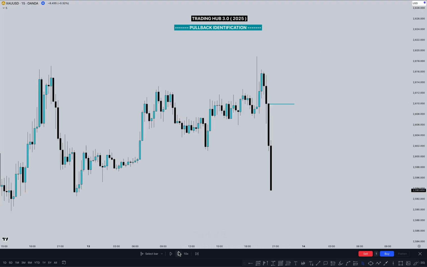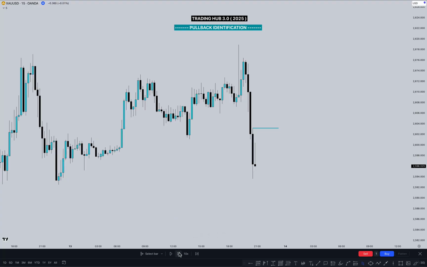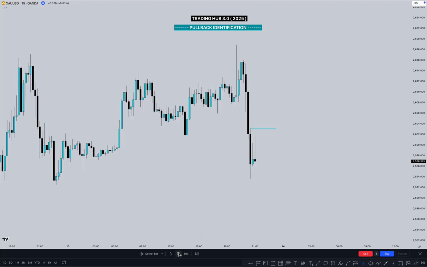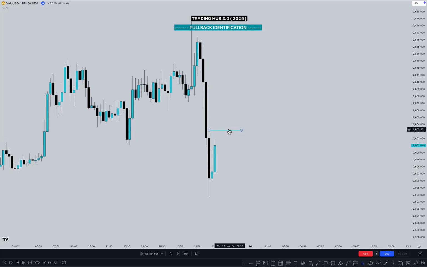Let's see what happened next. The market just broke the previous candle here. The market must break the previous candle high to confirm a valid pullback. Let's see what happened next. The market did not break here, and you can see one more thing: this candle is broken by this one. So is this confirmed as a valid pullback? No, this one is not a valid pullback.